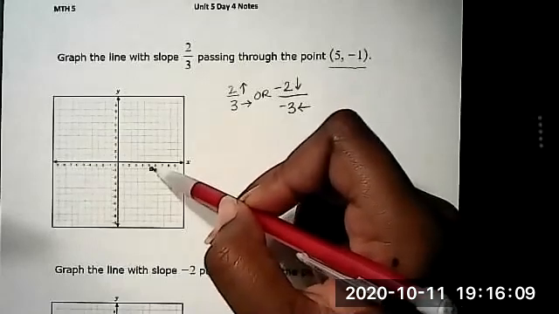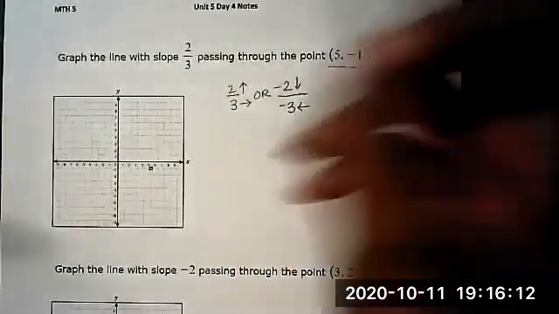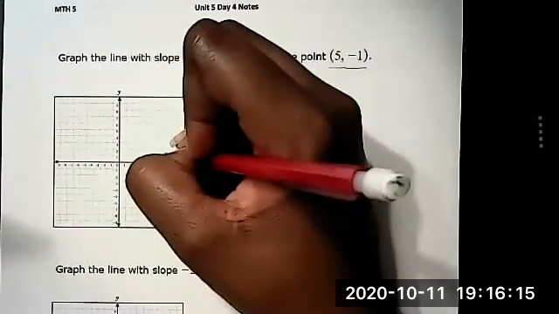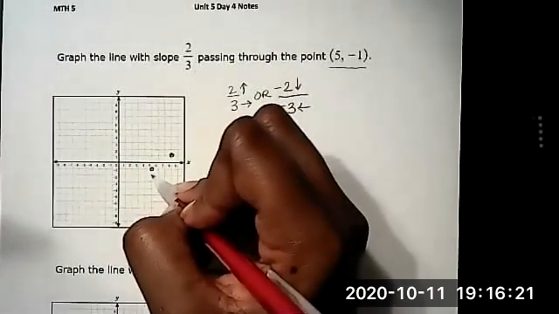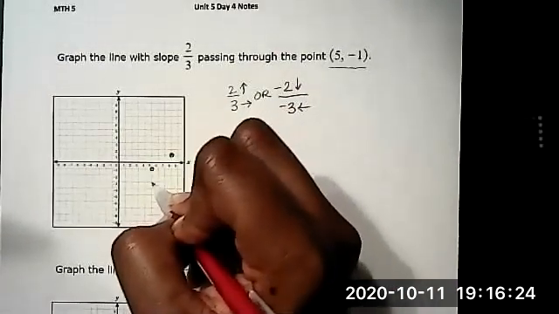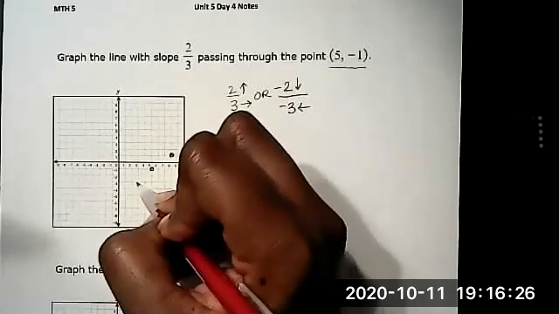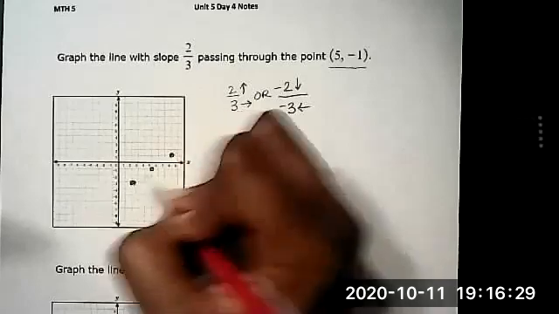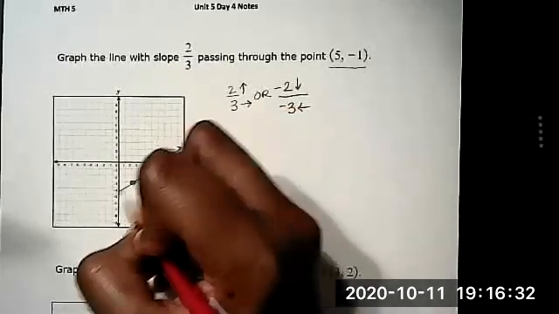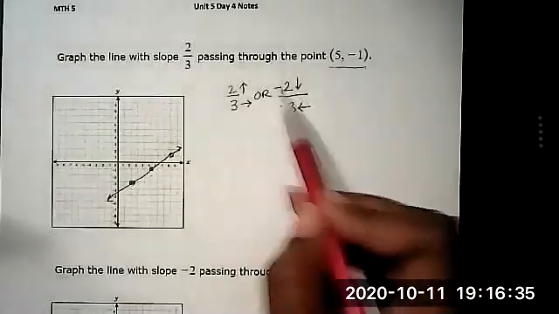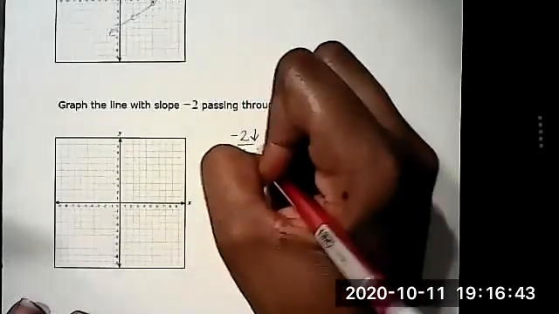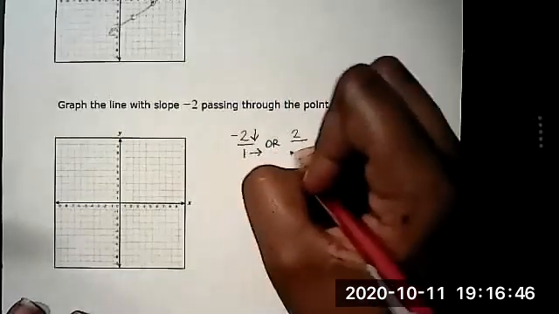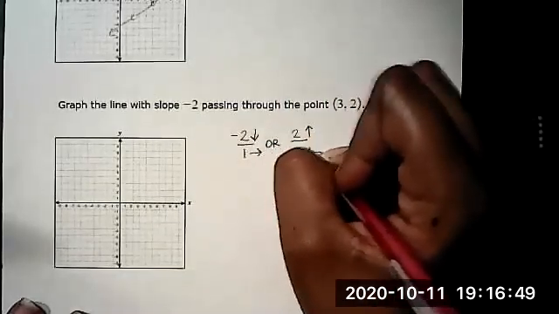Okay, and then from there, we're going to use up 2, right 3. So from here, up 2, right 3 and graph a point. And then from this, we're going to go down 2, left 3. And this is our line. Okay, so if they give you a point, use that point and the slope to graph it. Same thing here. The slope is -2 over 1, which means down 2, right 1, or 2 over -1, up 2, left 1 is also true.